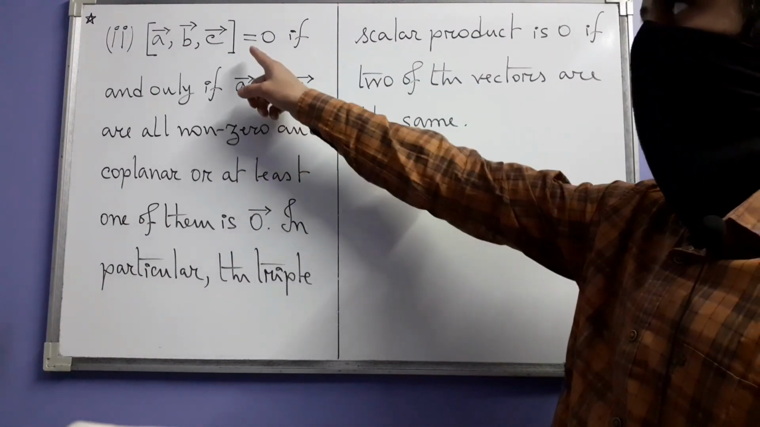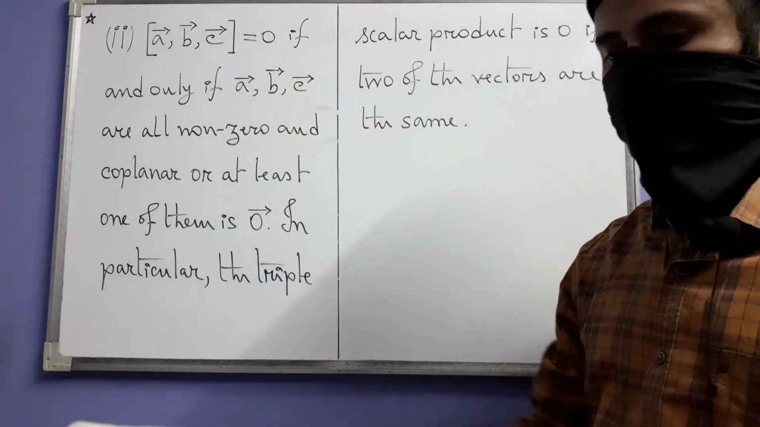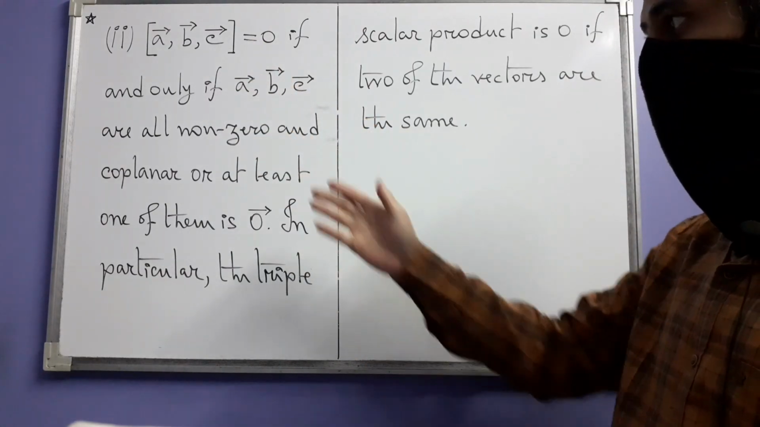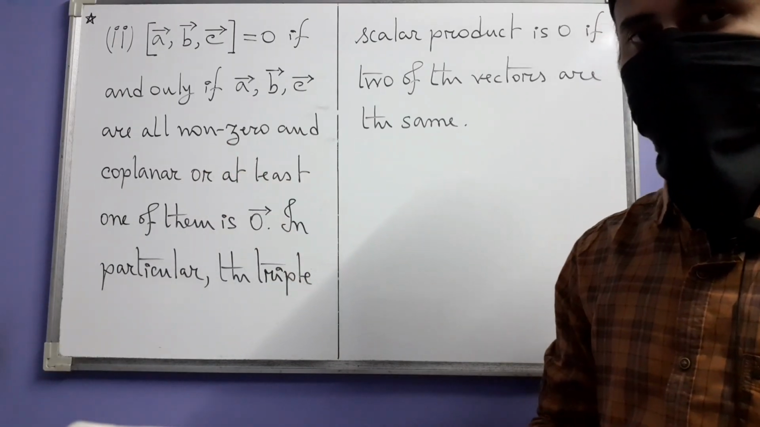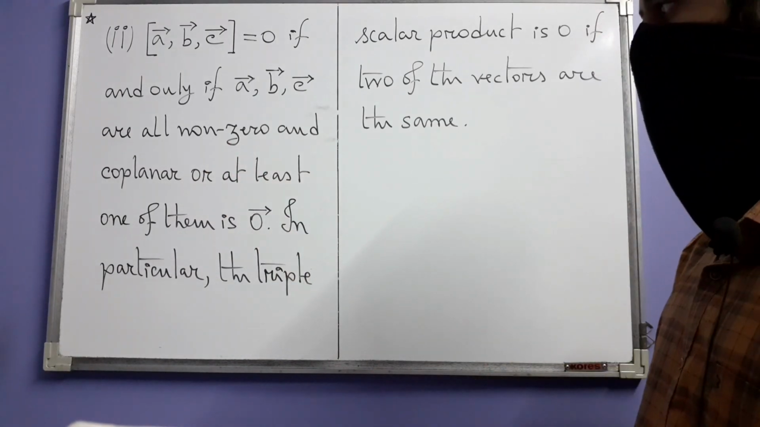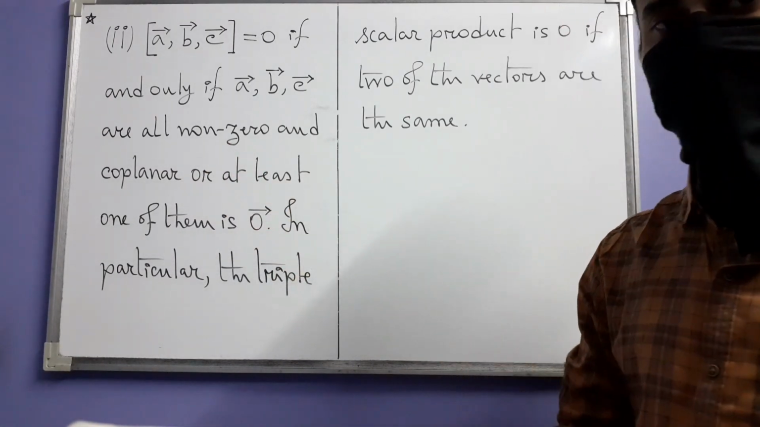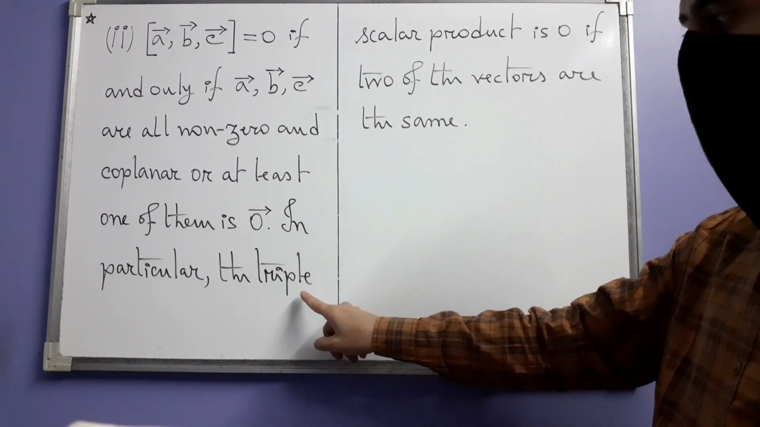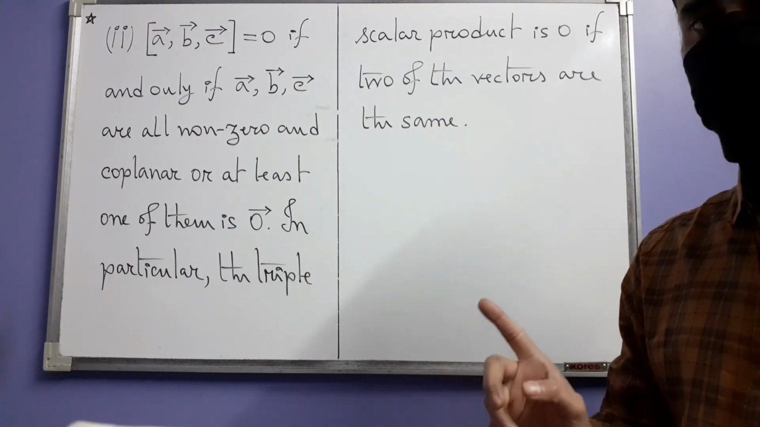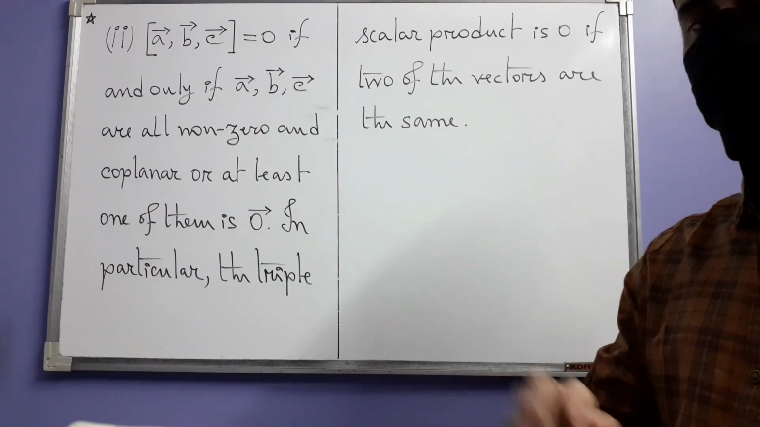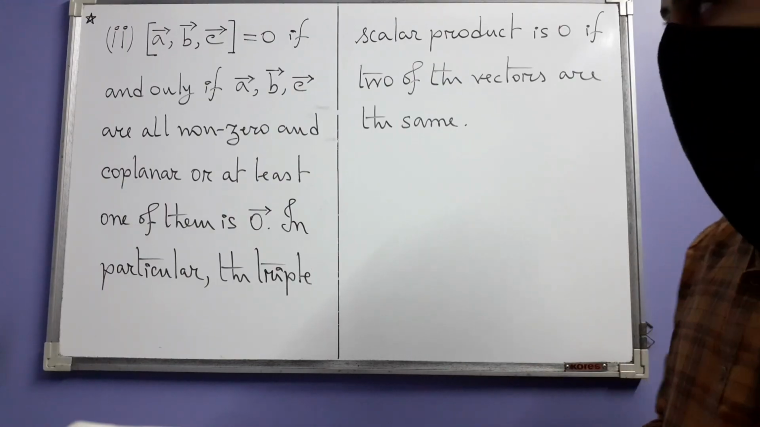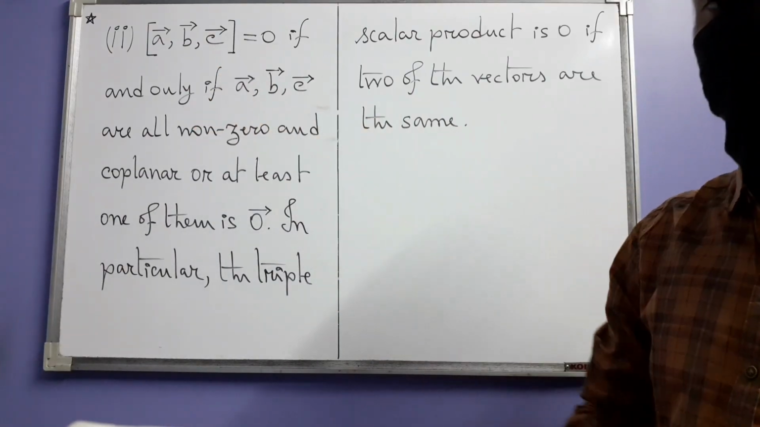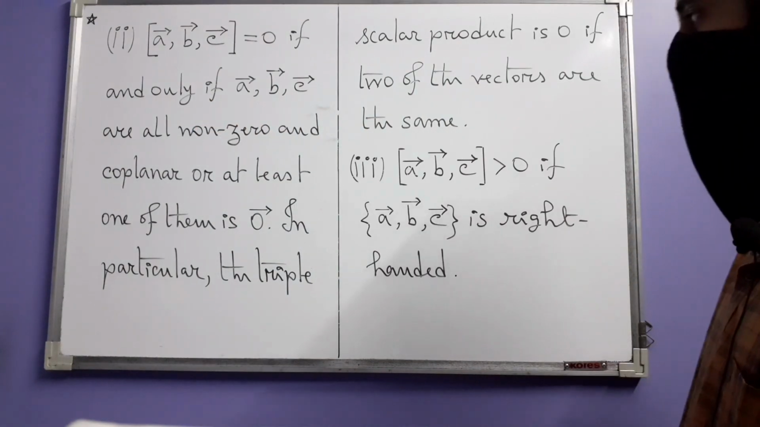Next, number 2. The triple scalar product of a, b and c is 0 if and only if the vectors are all non-zero and they are coplanar, or at least one of them is the zero vector. And this just means in particular that the triple scalar product is 0 if any two of these vectors are the same. This follows from this fact. You figure out how.